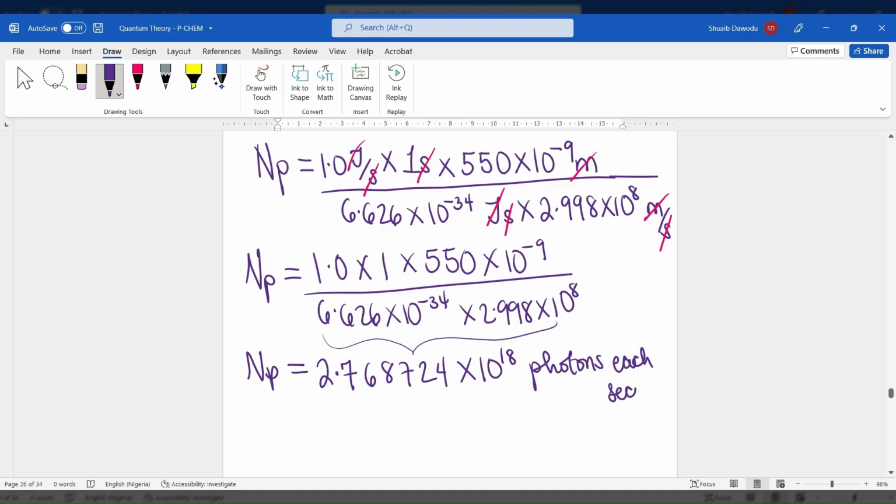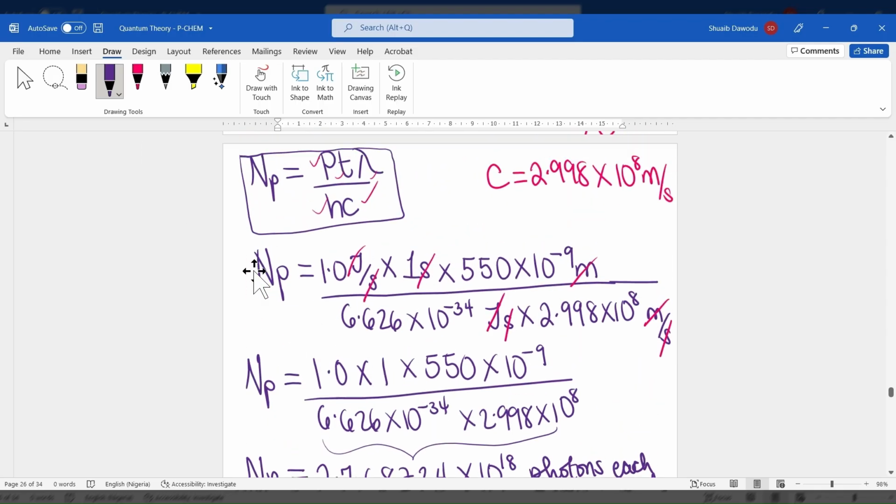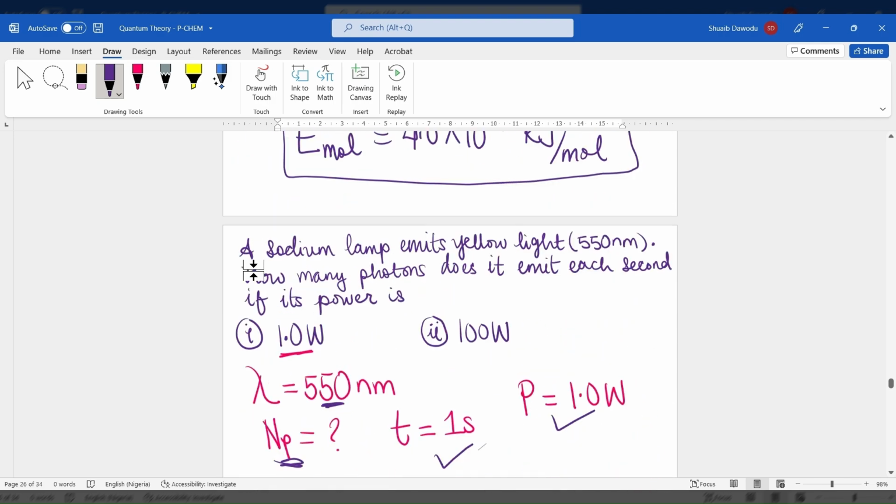So this is how much photons are emitted. We have 2.768724 times 10 to the power of 18 photons emitted at a wavelength of 550 nanometers each second. Now, of course, we're scientists, so we have to look at our question again and put our answer in the proper number of significant figures.